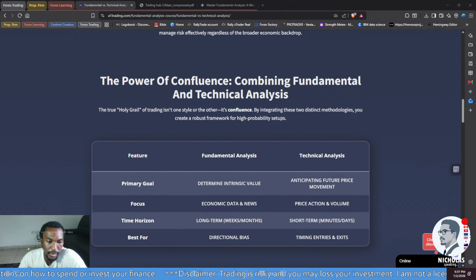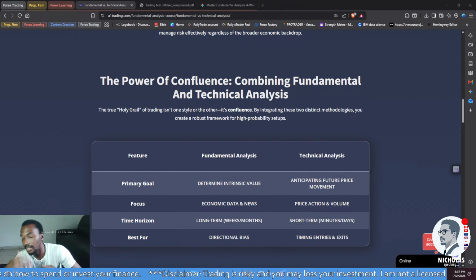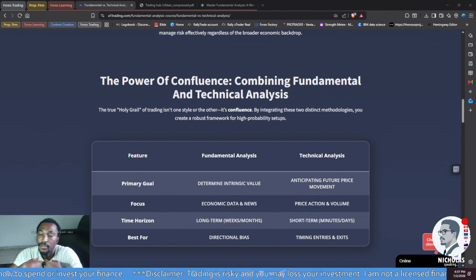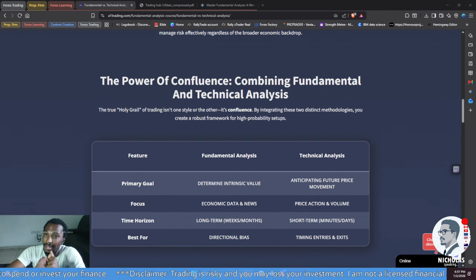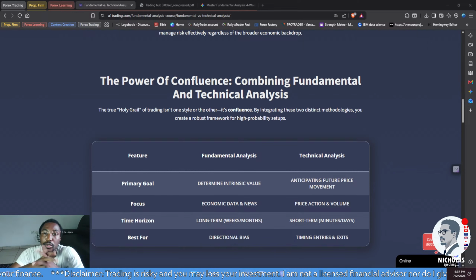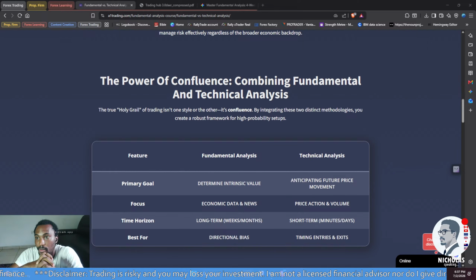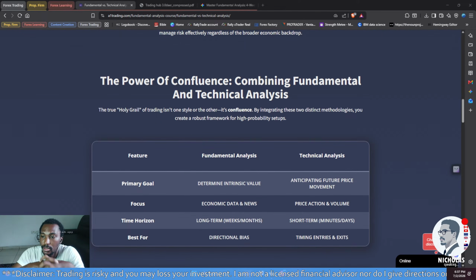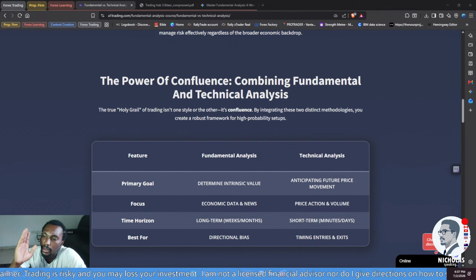So yesterday we learned that fundamental tells you the intrinsic value of an asset, while technical tells you the time, right? The time to actually come in or go out of an asset. Well, nobody tells you how to actually use both of them at the same time without contradicting yourself. And that is what today is all about. Today is all about the power of confluence, combining fundamental and technical analysis.